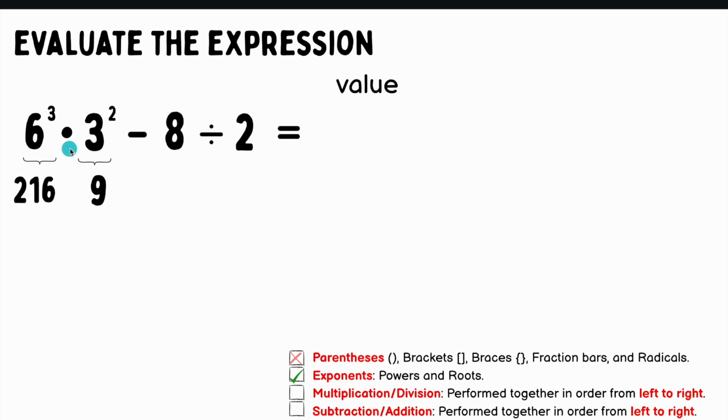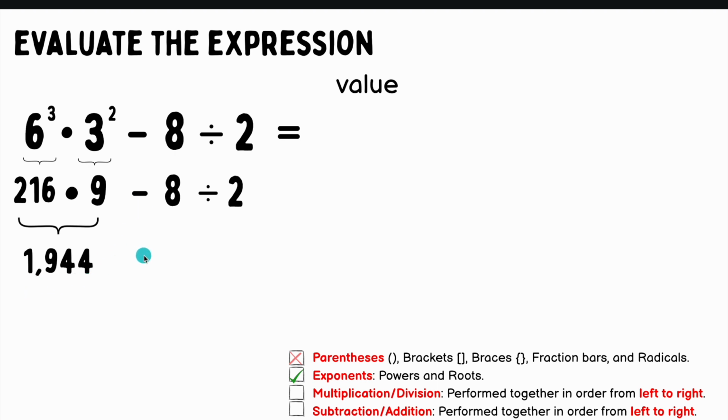Now let's bring everything down. We have 216 times 9 minus 8 divided by 2. Now we have multiplication or division from left to right. Let's look for multiplication or division. I see multiplication here and division here. Let's start from left to right. Let's start with 216 times 9. 216 times 9 equals 1,944.